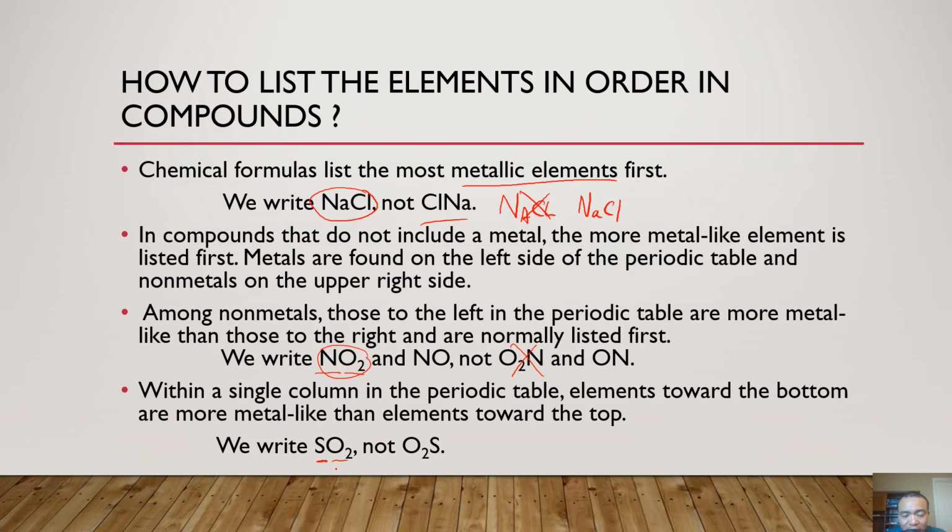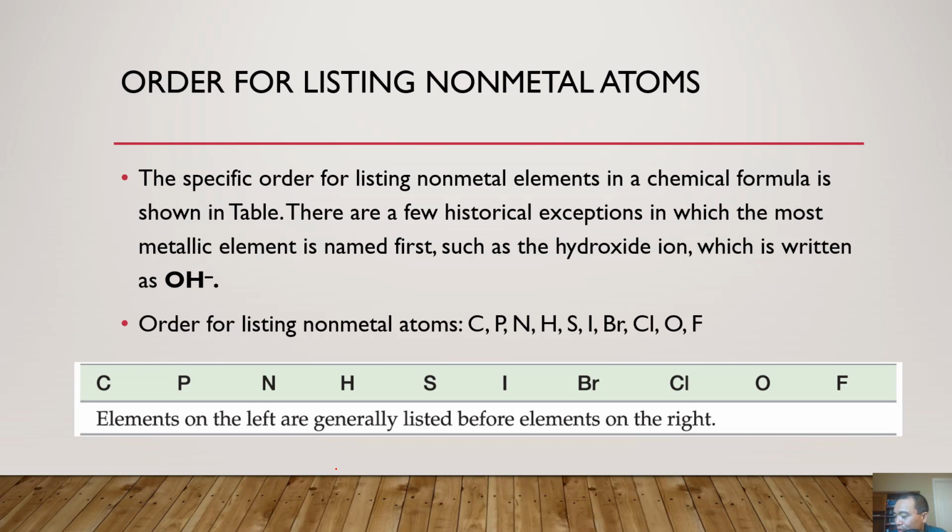If the elements in the same formula are neither in the same row or in the same column, we also have an order of listing, as you can see in the next slide, right over here. So usually we write carbon first, then we write phosphorus, nitrogen, hydrogen, sulfur, iodine, etc. For example, if you want to write a compound between carbon and hydrogen, for example, methane, you would write it as CH4. If you write it H4C, that would be wrong.